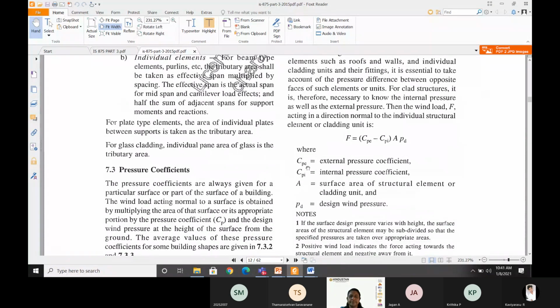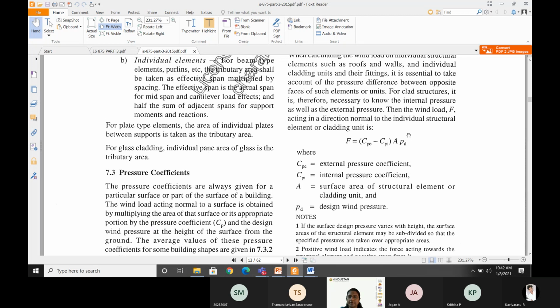What is CPE? CPE is nothing but the external pressure coefficient. CPI is known as the internal pressure coefficient. A is known as the surface area of the structural element or cladding unit, and PD is the design wind pressure. Previously I explained how to calculate the design wind pressure. The area A is the surface area of the structural element where the wind load is going to act.